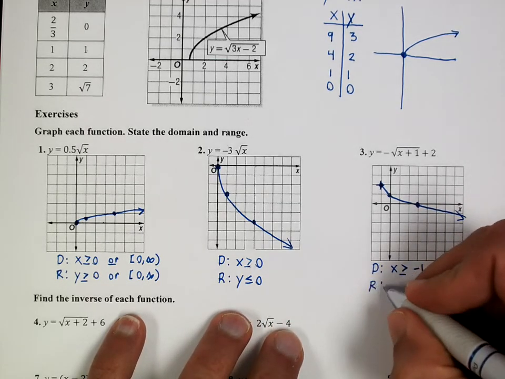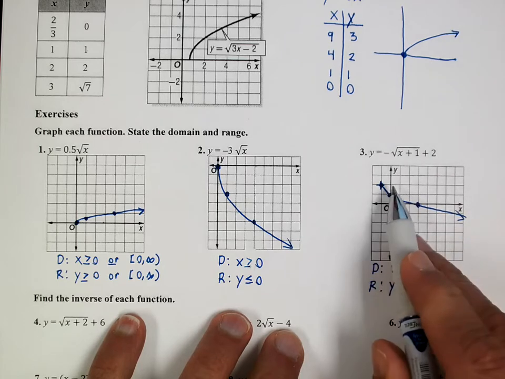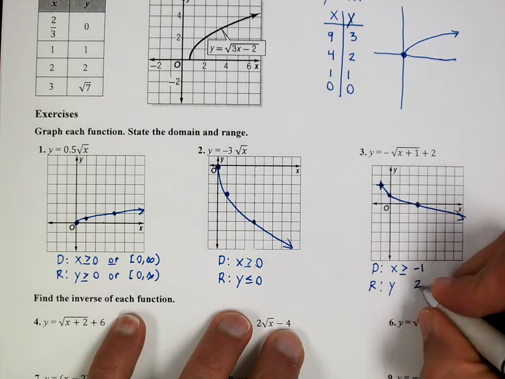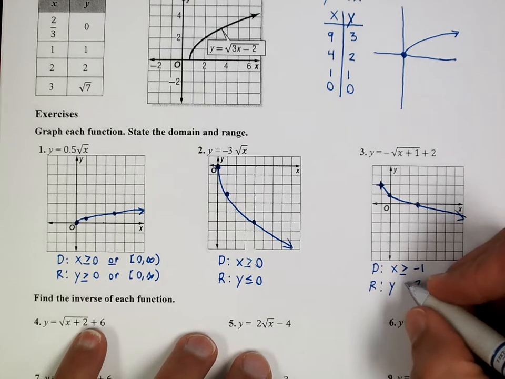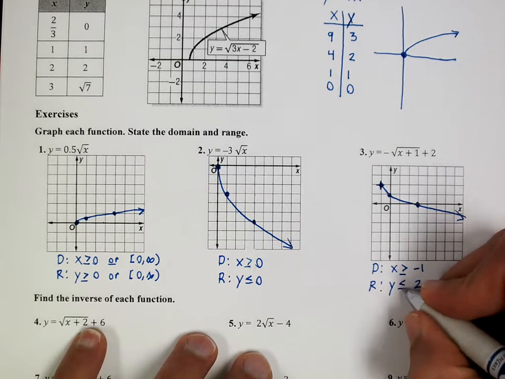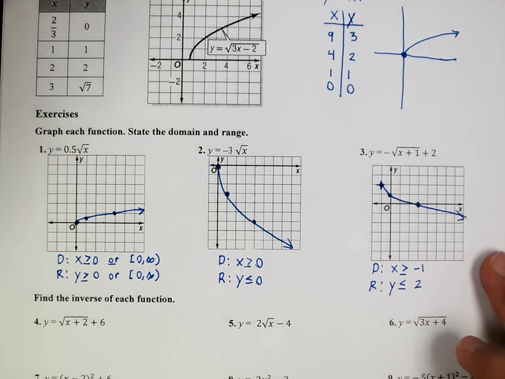Now the range, again. Figure out the y coordinate of that point, which in this case is 2. And then we're going to talk about whether it's going up or down. As it goes to the right, it's actually going down. So this is going to be less than or equal to 2. Alright, so that's it for that.